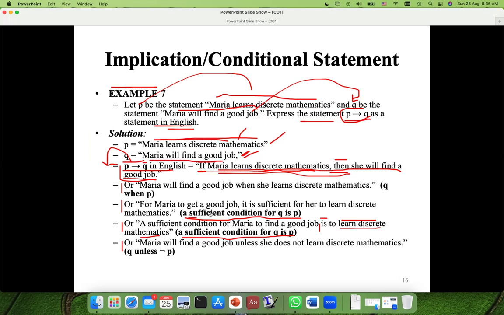Similarly, a little bit more complicated for the same pattern is here. For Maria to get a good job, it is sufficient for her to learn discrete mathematics. After modification, you can modify the sentence in the upper example by moving the pieces here and there. That also has the same meaning. So for Maria to get a good job, it is sufficient for her to learn discrete mathematics. We have moved some phrases here and there, but the sentence is the same.